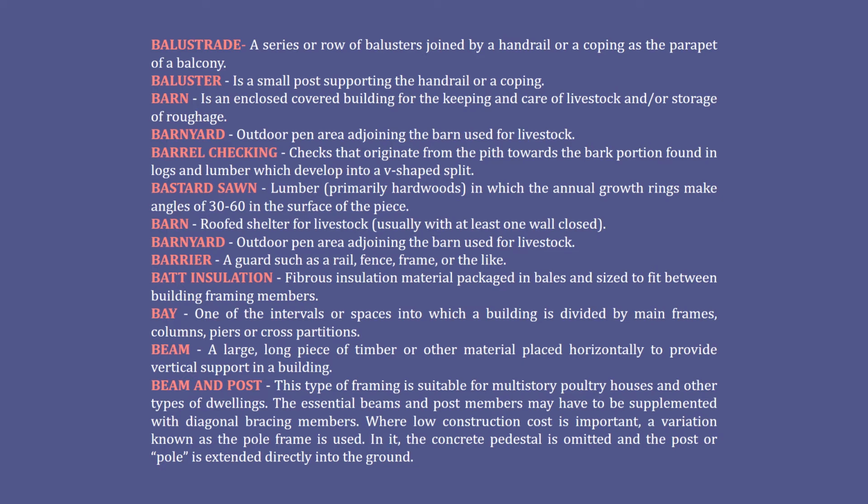Barrel checking, checks that originate from the pith towards the bark portion found in logs and lumber which develop into a V-shaped split. Bastard sawn, lumber, primarily hardwoods, in which the annual growth rings make angles of 30 to 60 degrees with the surface of the piece. Barn, roofed shelter for livestock, usually with at least one wall closed. Barnyard, outdoor pen area adjoining the barn used for livestock.